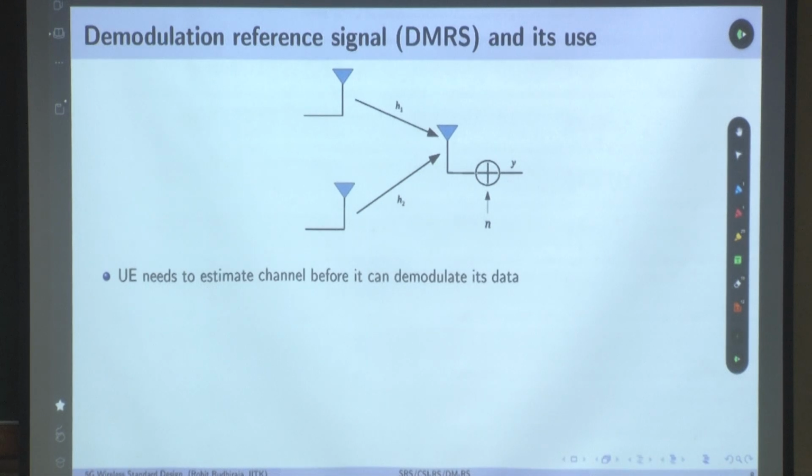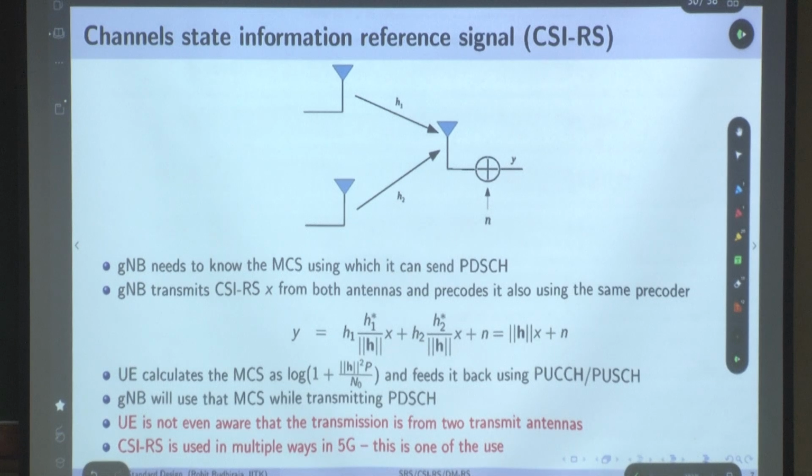Now, what we have learned here is the use of two different pilot signals. One is SRS in the uplink, then CSI-RS in the downlink. What we are left with is the third pilot signal, which is DMRS, and this is called the demodulation reference signal. If you look at CSI-RS, this is also being transmitted in the downlink, correct.